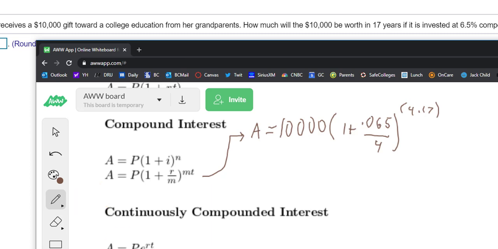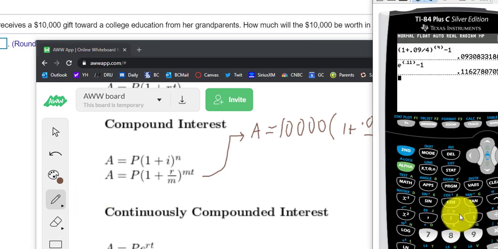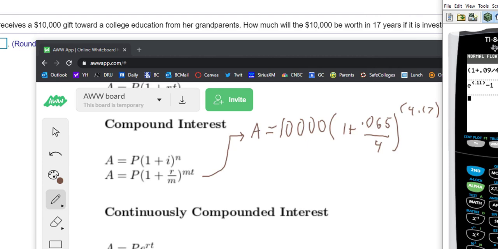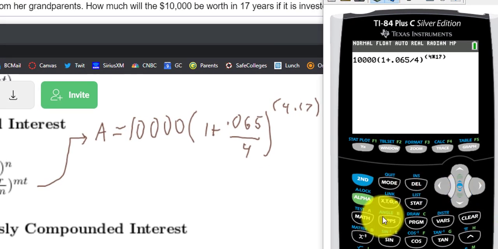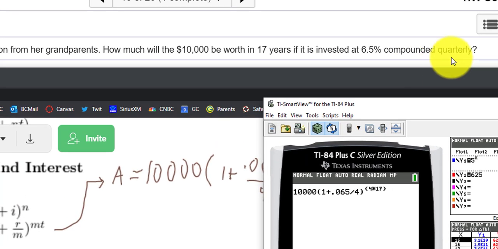So I'm going to put that into my calculator and see what we get. I'll type it just the way you see it. So it looks like this, right? 10,000 times 1 plus 0.065 divided by 4 raised to the 4 times 17. Again, why 4? Because it's compounding quarterly, and there's 4 quarters in a year.